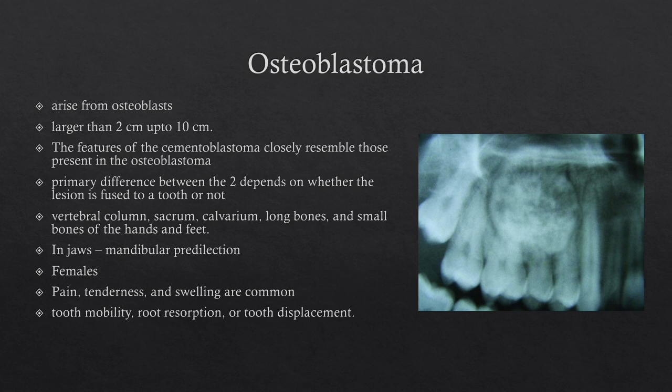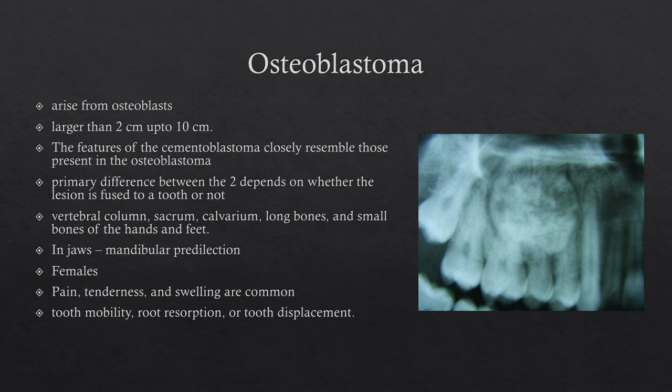Osteoblastoma is a tumor arising from the osteoblasts, which are larger than 2 cm and go up to 10 cm in size. They are similar to cementoblastoma, but do not obscure the roots. The primary difference is whether the lesion is fused to the tooth or not.